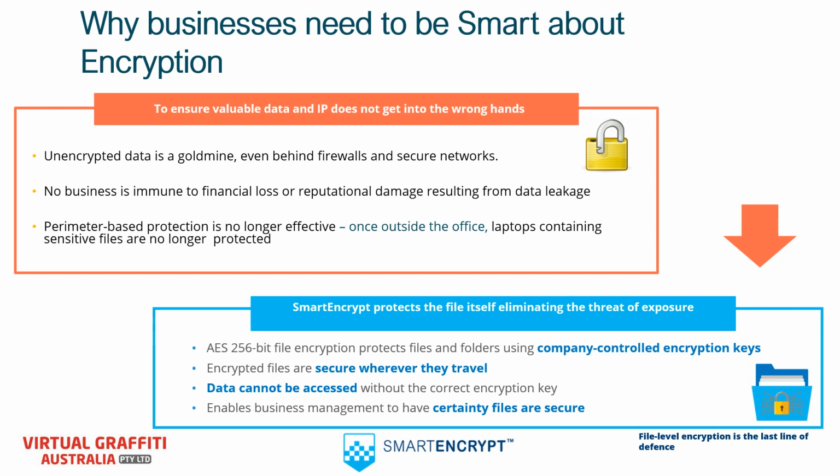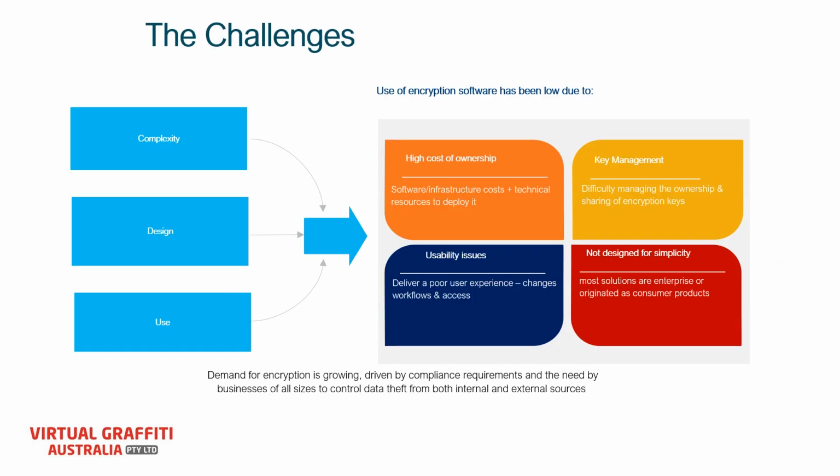So I won't, everyone can read the screen, so I won't go through every bullet point on here. But the reality is the thing with encryption is that you do need to be able to make it as easy as possible, right? For people and for users, and as hard as possible for the cyber criminals. And that's what SmartEncrypt gives us, right? That's what it's been designed to do. So some of the challenges around that are the complexity, the design, and the way people use files, right?